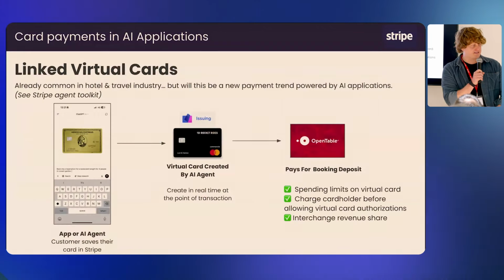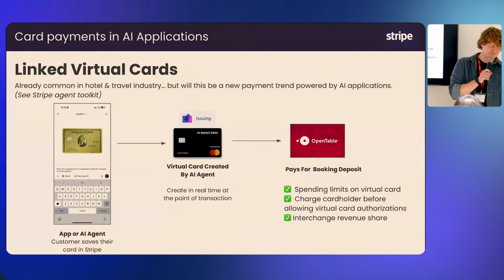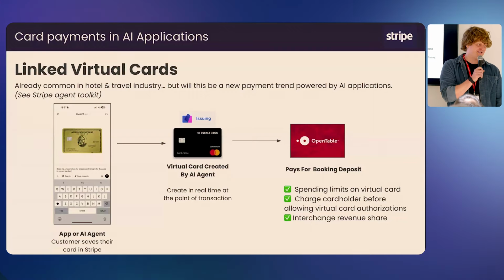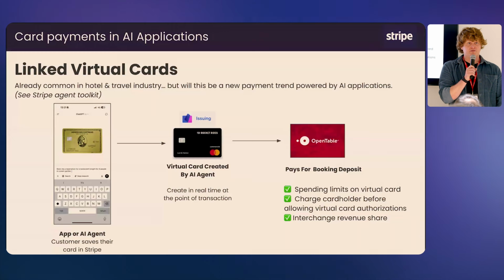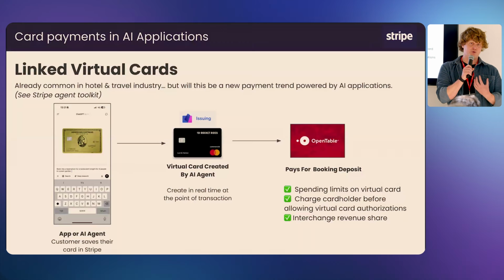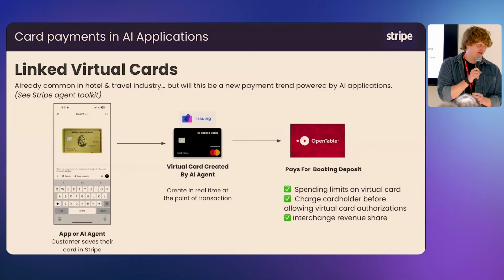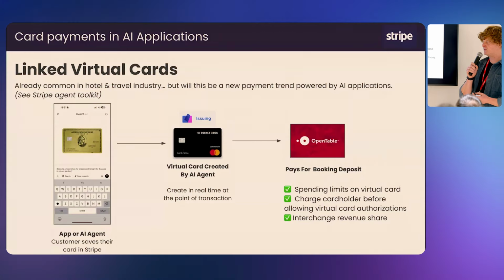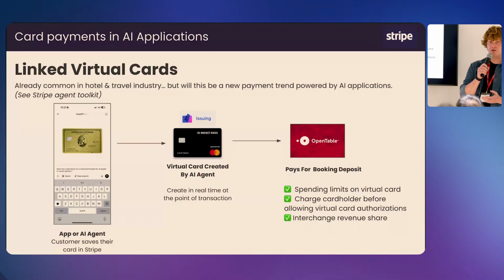So this pattern here is called linked virtual cards. Here's an example, a very crude screenshot of ChatGPT, but there are many products out there where you can use them to do something. At the time of booking, let's say, again, a restaurant reservation, and I'll do a demo of that in a minute, you enter your card information, and that will tokenize that information in Stripe. At the time of the transaction, you can create a virtual card in Stripe in real time, and you use that virtual card to place the order with a third party.